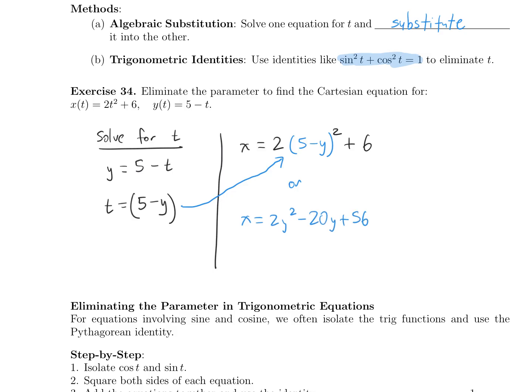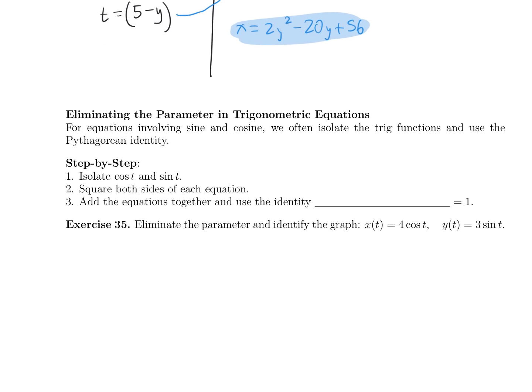But that's an optional step. You really don't have to go that far. You can just leave your answer like this if you would like. So both answers are acceptable. Okay, let's continue. Let's try another one of these problems where we're eliminating the parameter, but let's try one that involves trig functions.